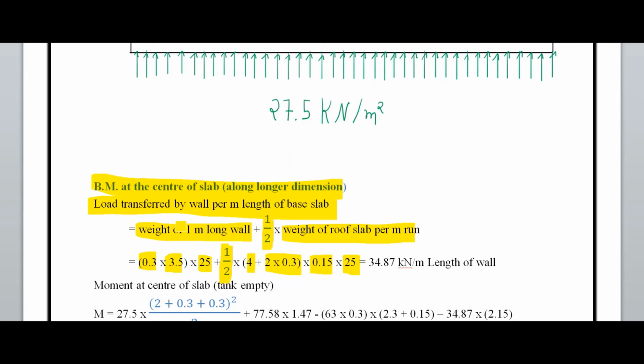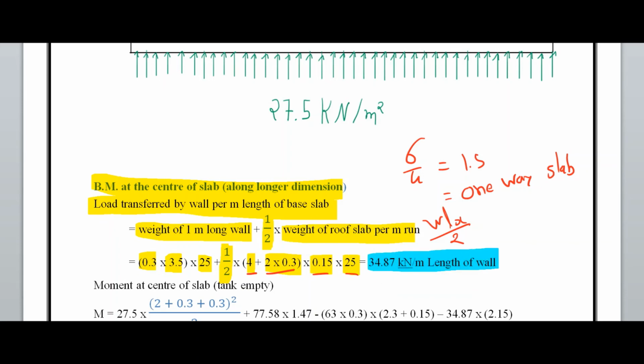How this happened? Here 6 by 4. How much? 6 by 4 is 1.5. That means it's a one-way slab. One-way slab load transfer is WLX by 2. So 4 into LX, 2 plus 0.3, 0.50, 25. So value is 34.85 length of the wall.